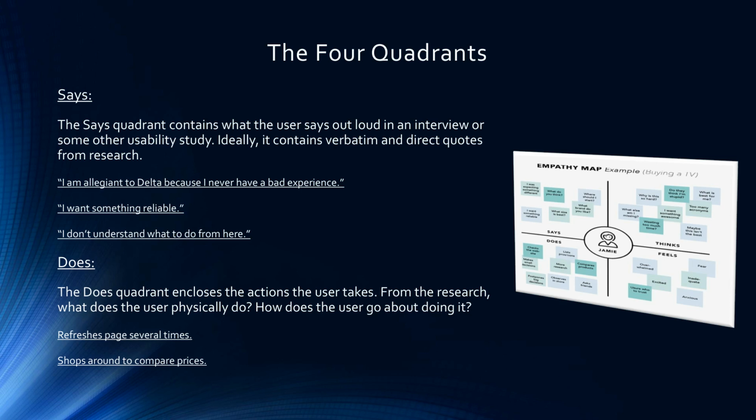The does quadrant encloses the actions the user takes. From the research, what does the user physically do? How does the user go about doing it? Here are some examples. Refreshes page several times. Shops around to compare prices.